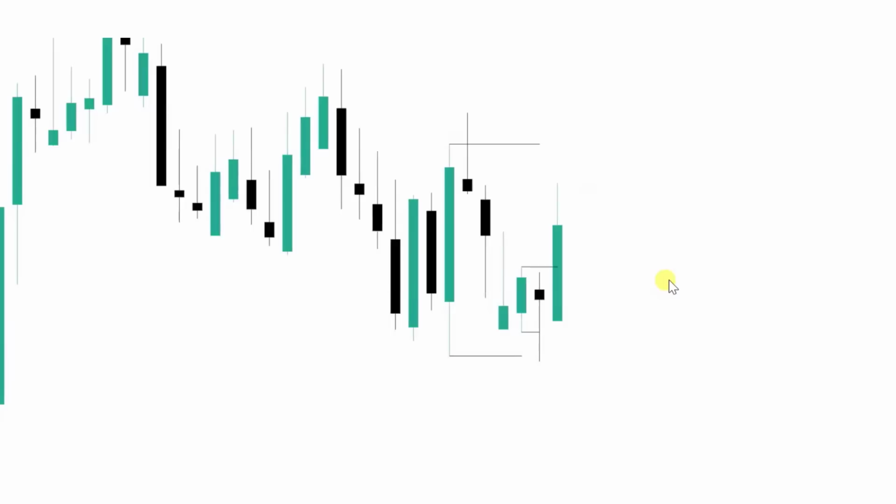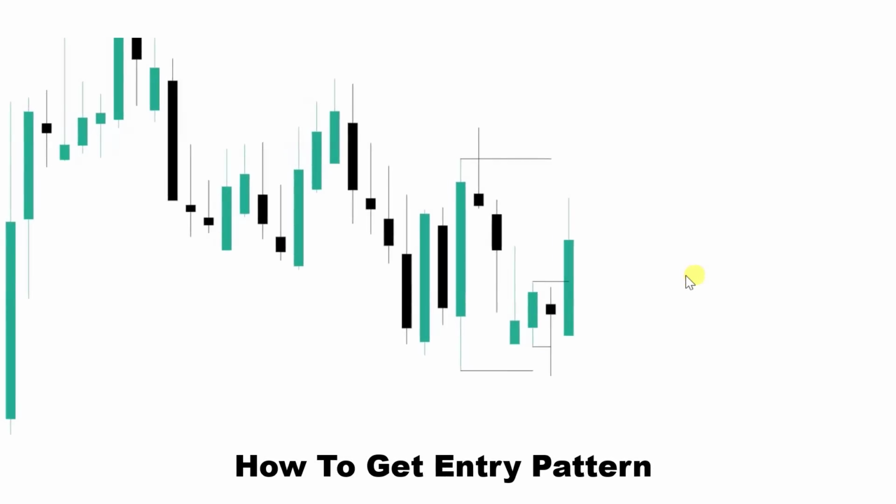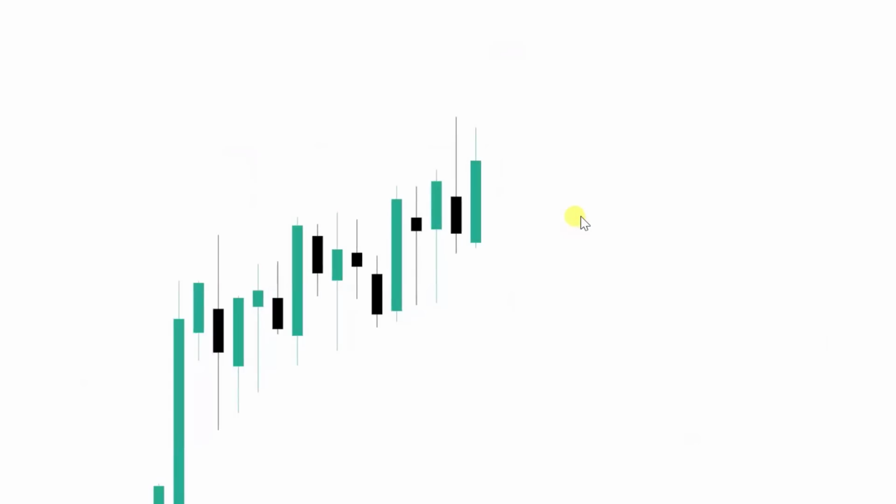So what you might be wondering right now is, how can we get our entry pattern? How can we get involved in this particular setup? Now, let me use the next example to break it down. So I'm going to use this particular chart right now to break it down.